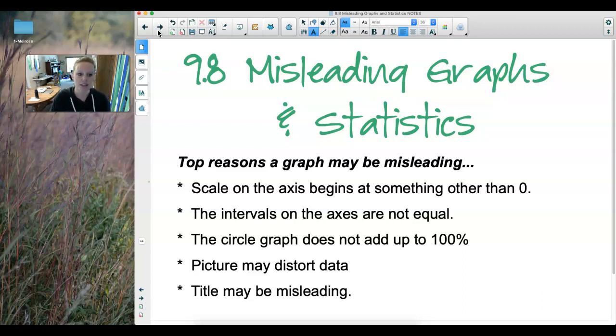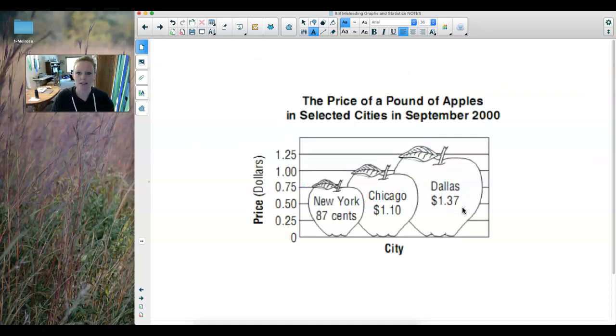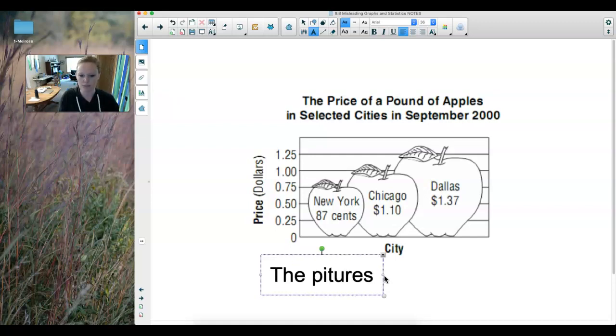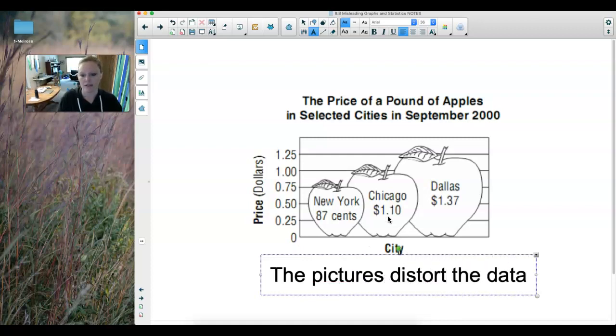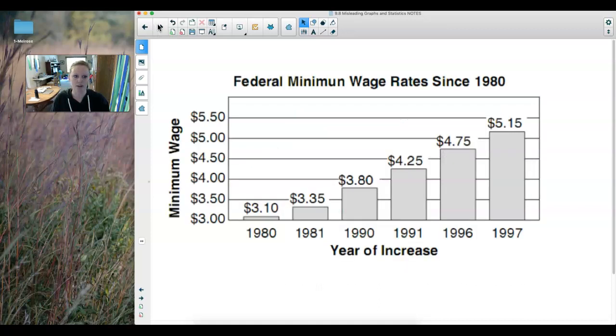So let's take a look at some of these. So our job is to explain why they are misleading. Okay, so in this graph, if I was going to tell why this is misleading, I would say the pictures distort the data. Okay, so because of these apples and the size of the apples, it ends up making the data look different. So the pictures would be the main reason for the misleading graph.